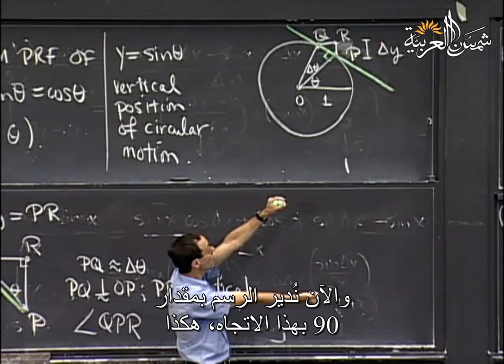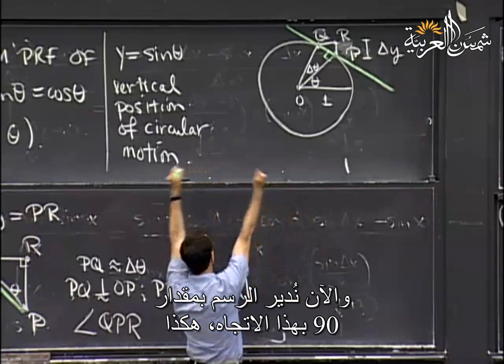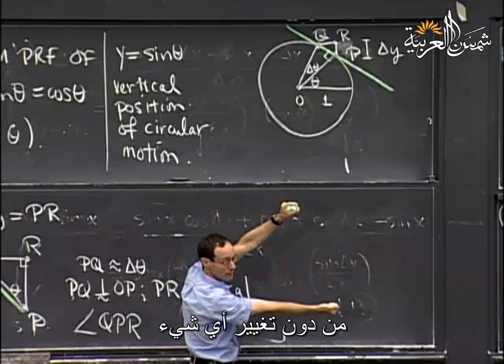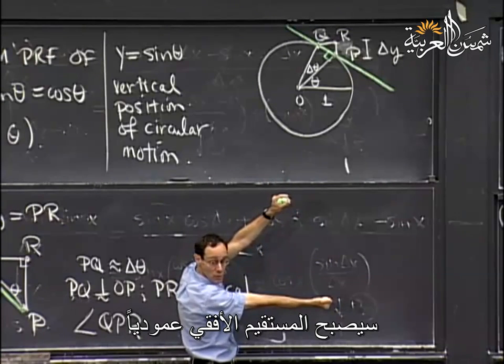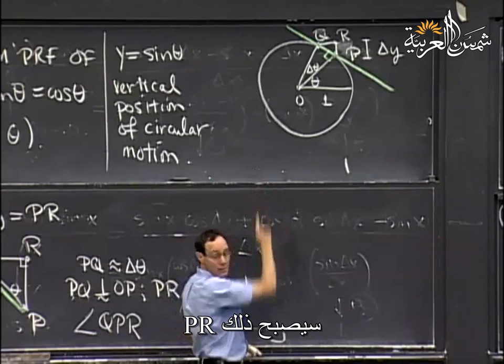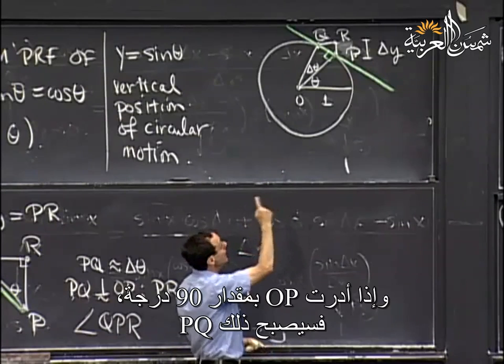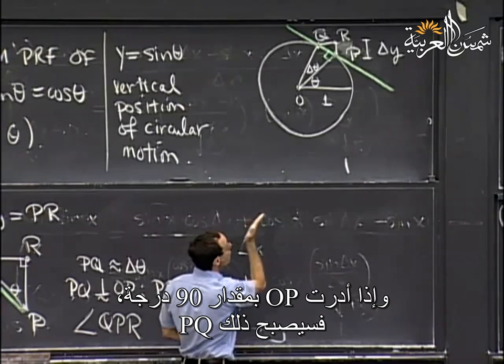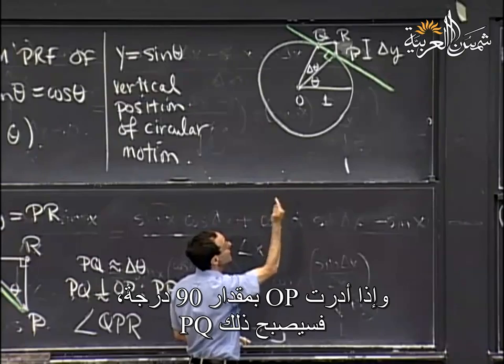And now what I claim is that if I rotate by 90 degrees up, like this, without changing anything, that was what I did, the horizontal will become a vertical. That's PR, that's going up, PR. And if I rotate OP 90 degrees, that's exactly PQ.